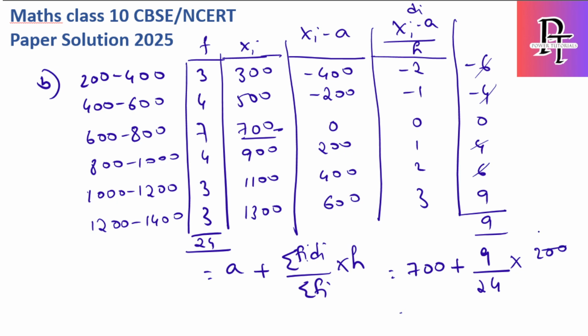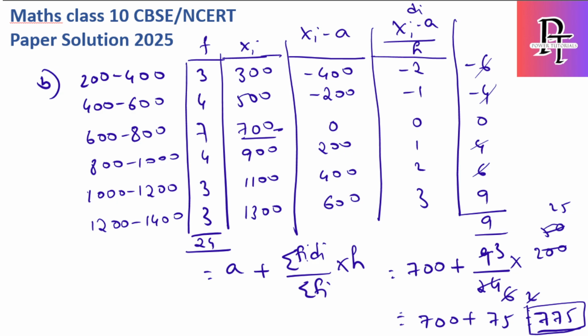So 4 I will cancel. 4 5s are 20, 4 6s are 24, 3 2s are 6, 3 3s are 9, 2 25s are 50. So it is 700 plus 25 3s are 75. So the final mean value is 775.